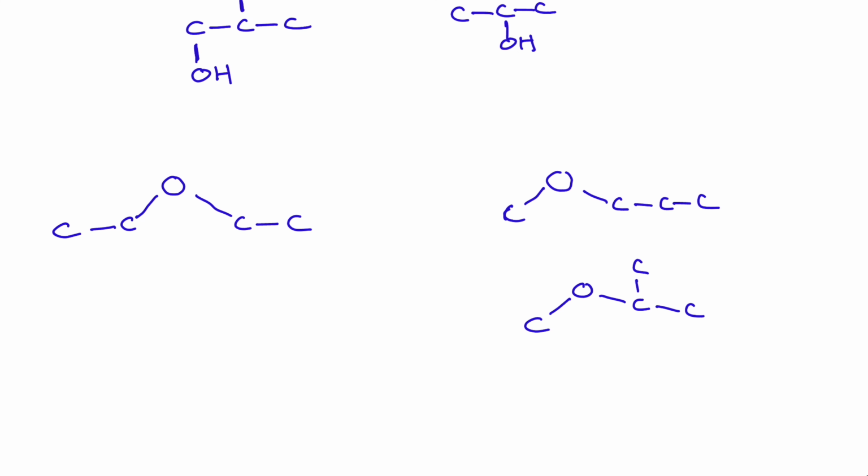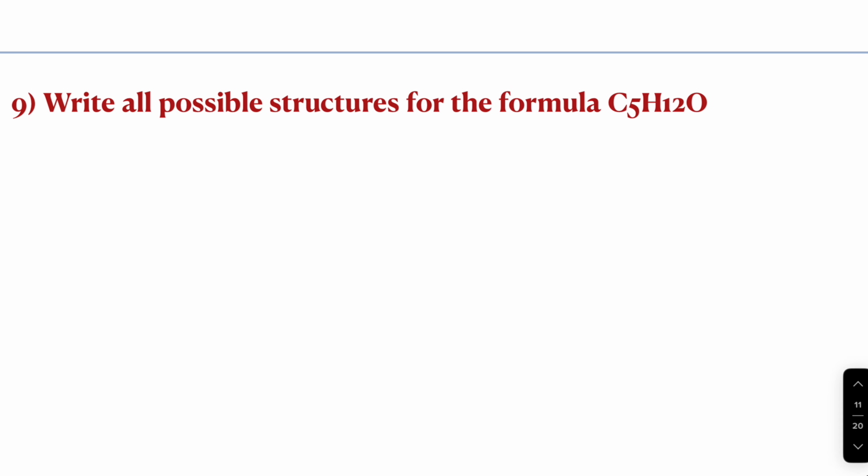The relation will be, they will be functional isomers because one has the alcohol functional group and the other is an ether. Totally 7 isomers are possible. The next molecular formula given is C5H12O. Same pattern I am going to follow.